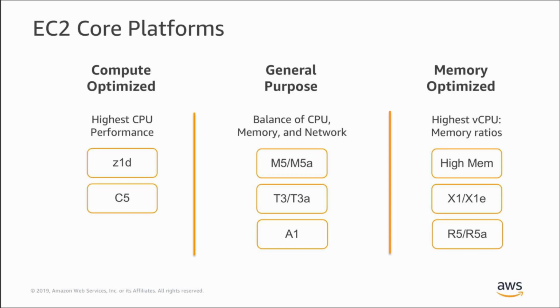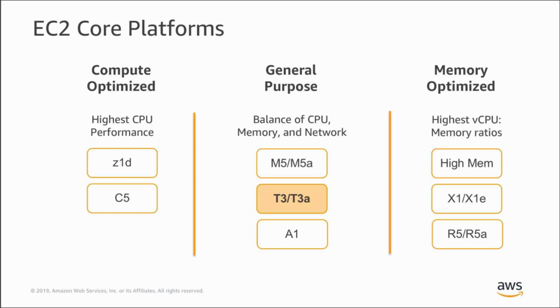And then we have our memory optimized. These offer the highest vCPU to memory ratios in EC2, starting with our high mem family, which goes up to 12 terabytes, purpose-built for large services like SAP HANA. Our X1 and X1E family offer you 16 gigs per vCPU with X1, or 32 gigs per vCPU with X1E. Those go up to 4 terabytes worth of memory. And then our R5 and R5A family offer you 8 gigs per vCPU.